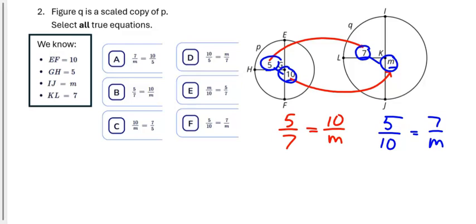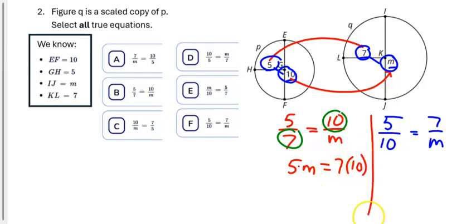If you look at both proportions and do the cross multiplication, what you would end up with is 5 times m is equal to 7 times 10, the one on the left, but also the one on the right, you would also have 5 times m is equal to 7 times 10. So I'm bringing up the fact that there's multiple ways of setting the proportion up, and what's key here is that when you do the cross multiplication, you have to have 5m equals 7 times 10.